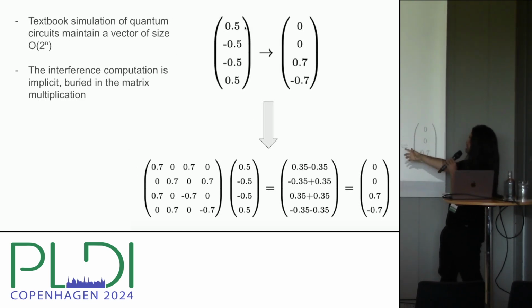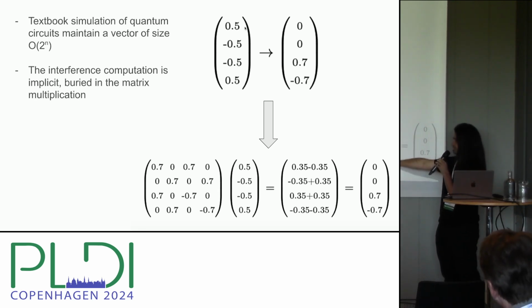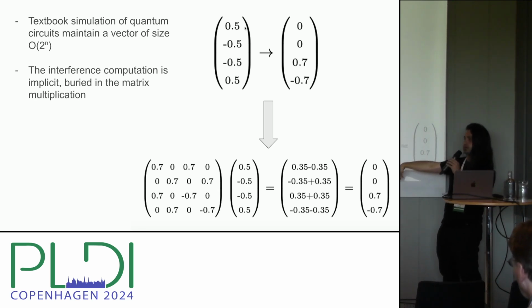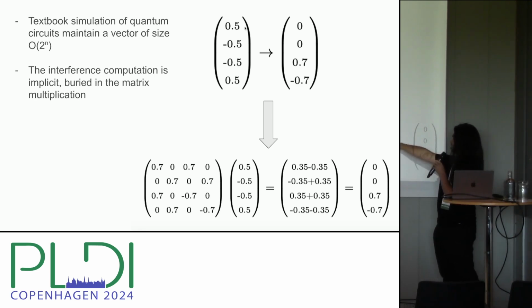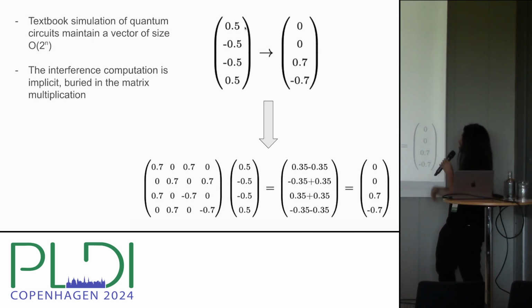If we look at the application of the second Hadamard gate on the first qubit, the interference technically happens when you multiply all the columns and the rows and add things up. So here, for example, in the first part, I have two amplitudes of opposite sign, and this cancels out. Let's look at another example.